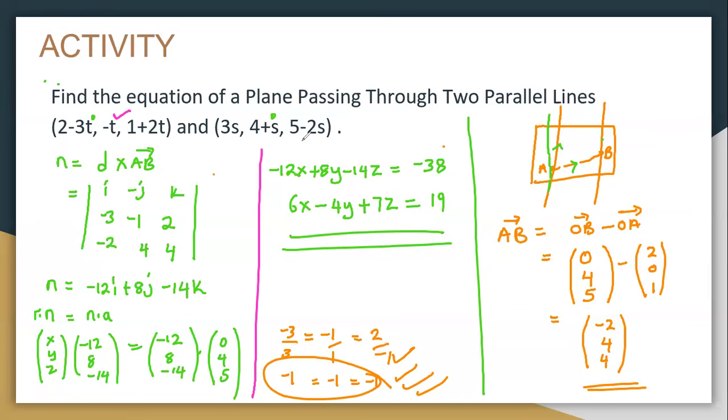Yes, Tashobia? What I wanted to ask now, if I decide to use D2, do I still use AB or BA? Even if you use AB, you get the same answer. As long as those vectors are on the plane, the answer will remain the same. Okay. Thank you.